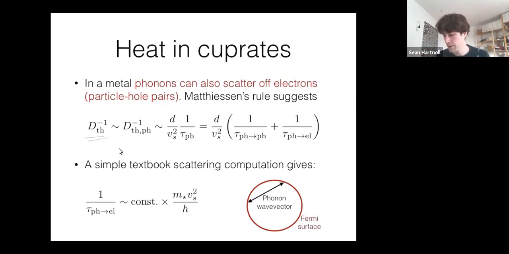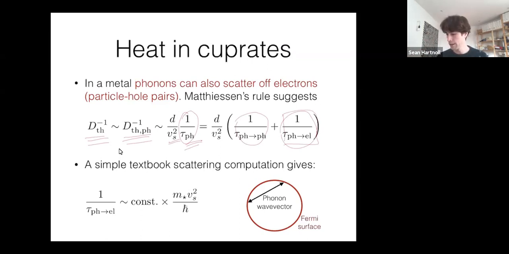So we have the thermal diffusivity. We assume it's being carried by phonons, so it depends on the phonon lifetime and the phonon's speed. But the phonon decay rate has two contributions. It can scatter off other phonons, or it can scatter off electrons. Of course, there's also disorder and other stuff. This can easily be calculated with a Fermi golden rule, a simple-minded second order perturbation theory calculation.